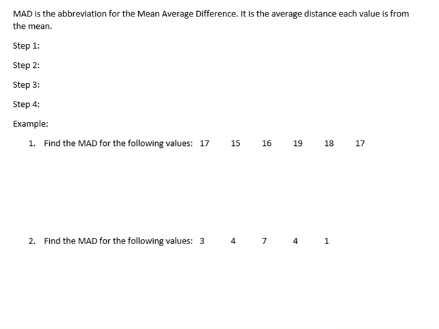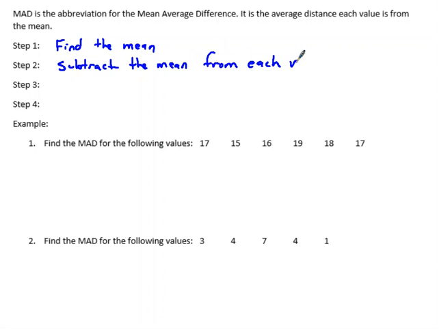The next thing to look at is the MAD. MAD is the abbreviation for the mean absolute deviation. It's the average distance each value is from the mean. So step 1, we need to find the mean. Okay, step 2, we're then going to take that and subtract it from each value. Now, I don't want a negative answer, so I'm going to put whichever of the 2 numbers is bigger on top. Once I have that, I'm going to add those differences. And then I'm going to divide by how many numbers.